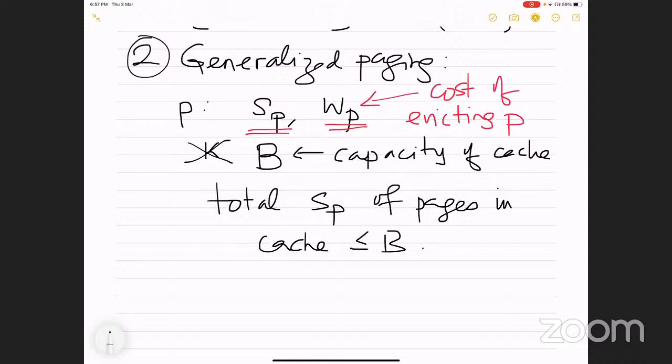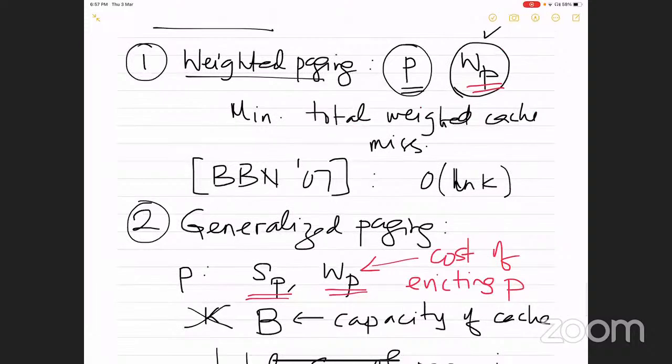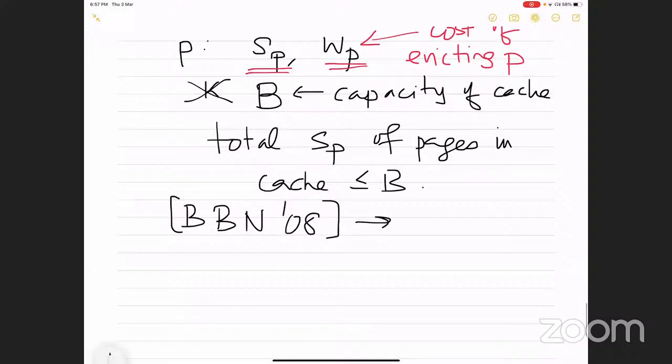Okay, so this is called generalized paging. Definition is clear, right? Now what we know is, Bansal, Buchbinder and Naor in 2008 gave a log K algorithm. By the way, this has to be a randomized algorithm, because we know that even for the simple unweighted case you cannot go below K if you're using a deterministic one. So they gave a log squared K algorithm.